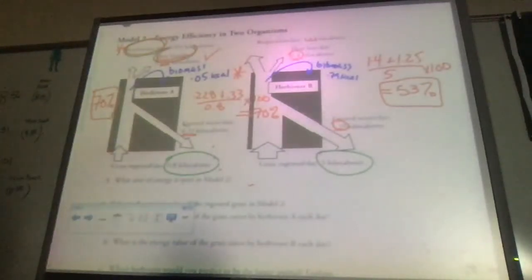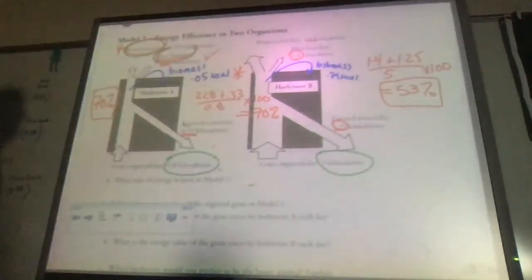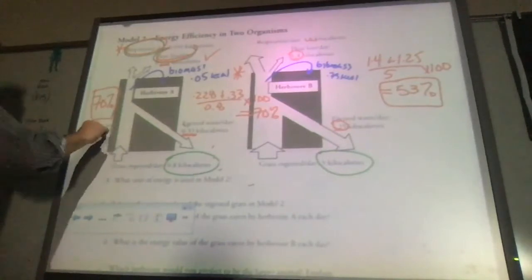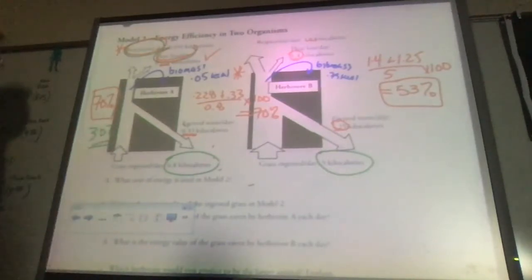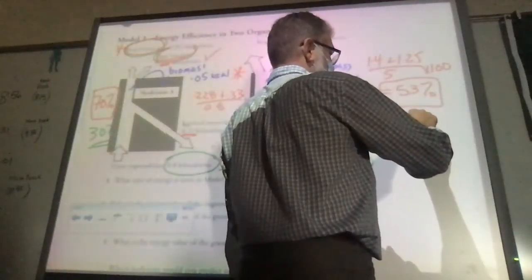So herbivore A is losing 70% of the energy that is in its food. Herbivore B is losing 53% of the energy that's in its food. Another way to state that: how much energy is herbivore A using? 30%. So if I'm losing 70%, that means I'm using 30%. And over here, if I'm losing 53, I'm using 47.